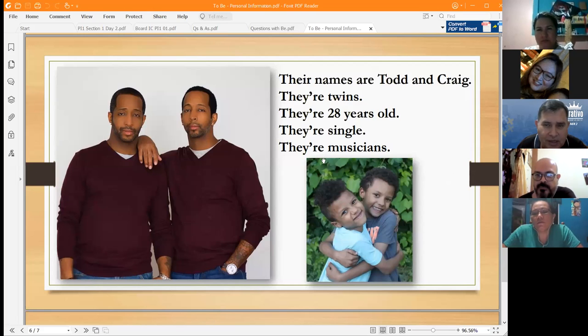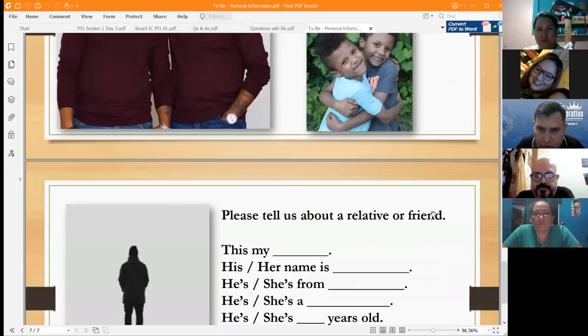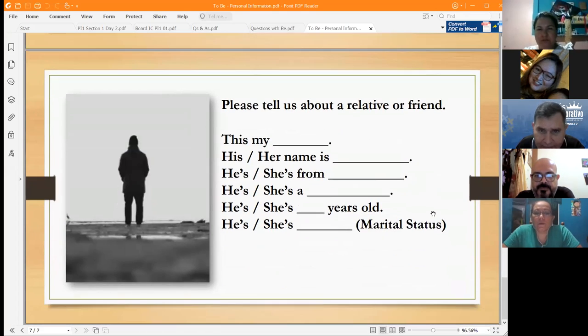And they are music... well, I don't know. How do you say musicians? Musicians. They are musicians. Here they are old. And over here, they were children, but here they are old. Okay. Todd and Greg. All right. Now it's your turn.